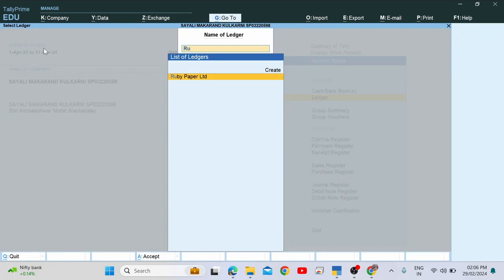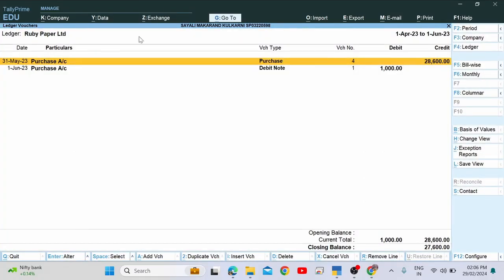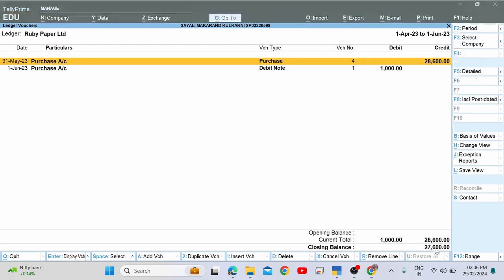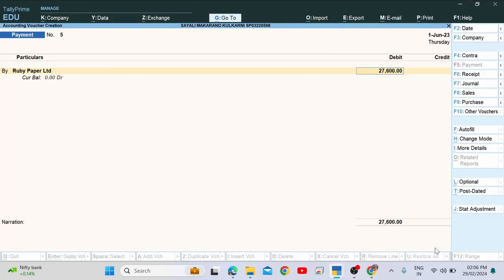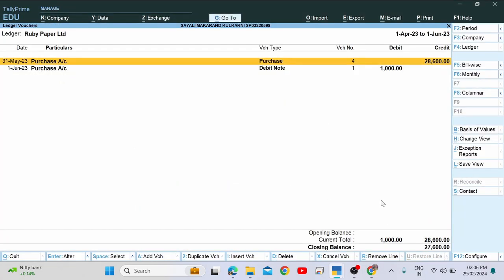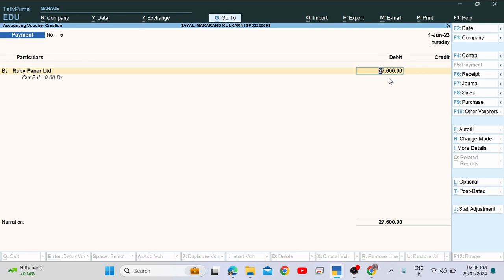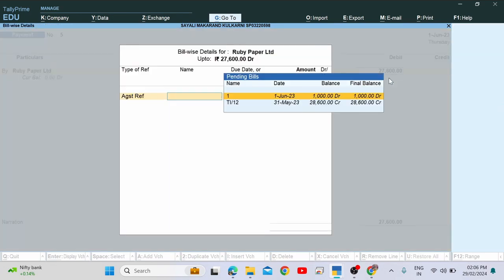Just for my reference, I am opening it to show you. I am here. You can check the closing balance. This much is payable, 27,600 rupees payable. Therefore, here you can type 27,600, and I got this information there also. No need to open it, but to confirm, I have opened it. Correct, here 27,600, and there also I got 27,600. That is okay.